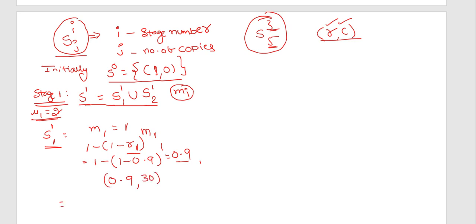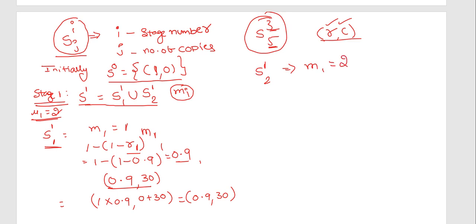Now what is the procedure? Simply this pair is multiplied with stage 0 pair. So 1 into 0.9 comma 0 plus 30. So 0.9 comma 30. Similarly, calculate 2. The meaning is M1, that is number of copies of device 1 is equal to 2. That is, I am calculating the second part.